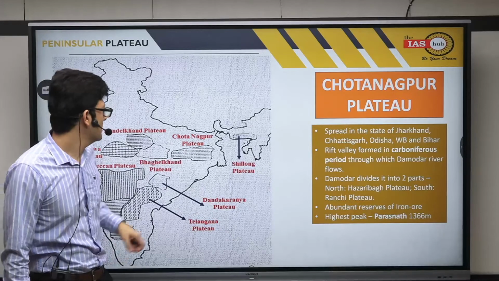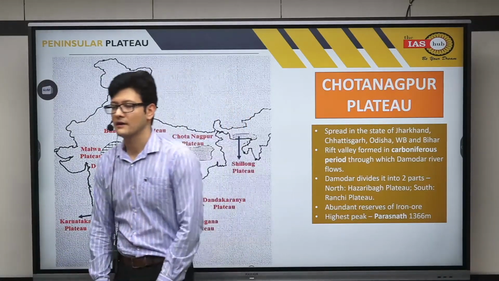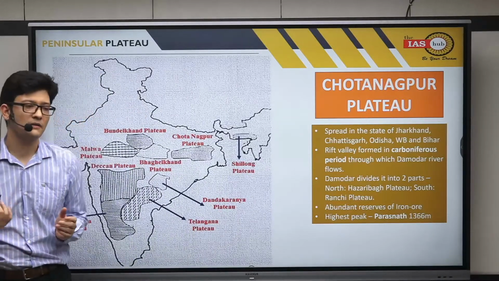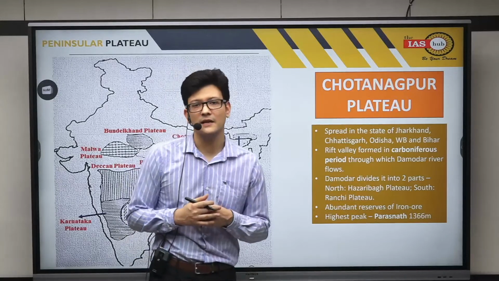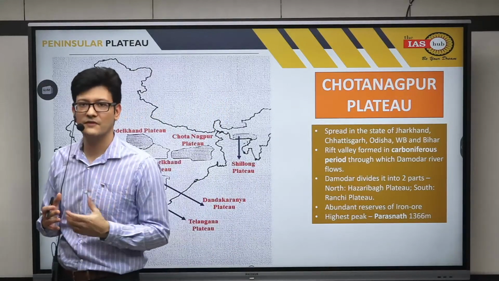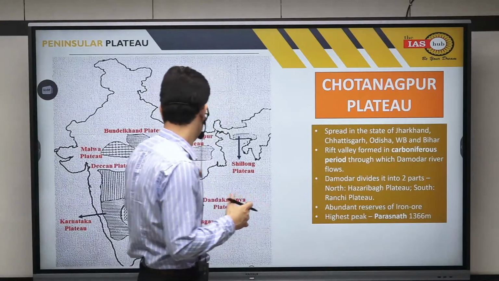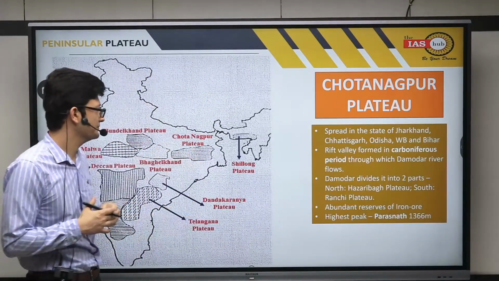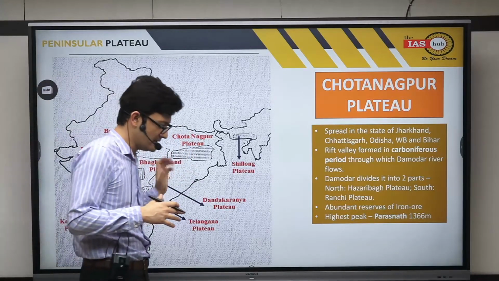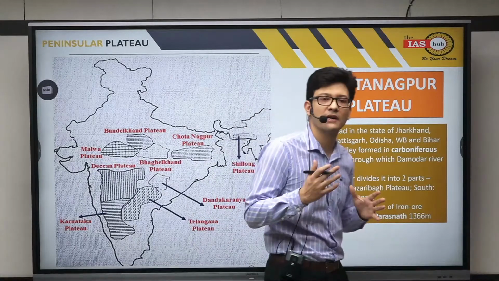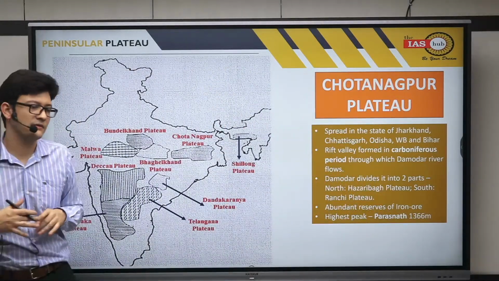Then moving on to the Chota Nagpur Plateau, which lies on the eastern side of Baghelkhand Plateau. In the Chota Nagpur region, the majority of the part is covered under the Jharkhand area, and other states which it covers are Chhattisgarh, West Bengal, and some part of Odisha also, and Bihar obviously. This region is also famous for the Rift Valley, which has been created by the Damodar River. Damodar River is a major river which flows through it.